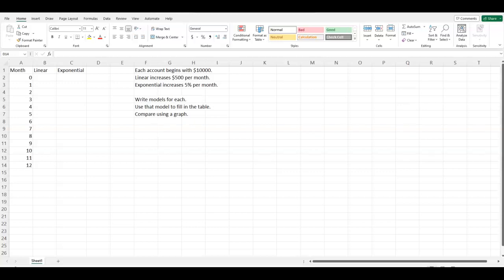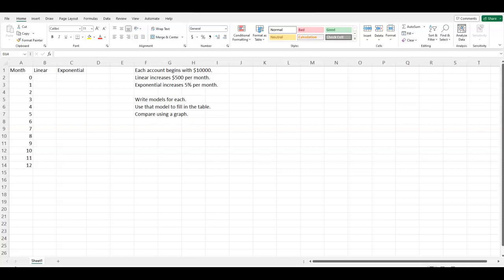Let's use Excel to do a comparison between linear and exponential models. We can do this by hand using a calculator, and that's great. But we're going to do an expanse of 12 months, looking at how accounts can grow differently depending on whether they're using linear or exponential growth, and then we're going to graph that.